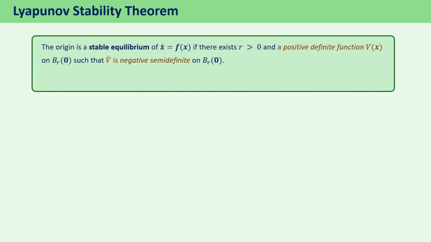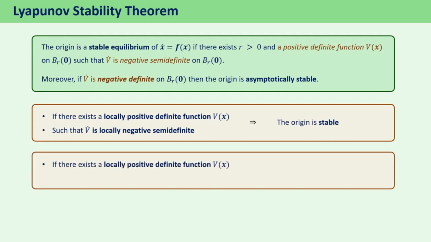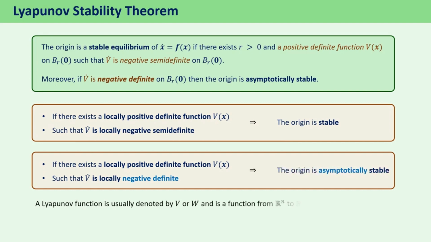The origin is a stable equilibrium of x dot equals f of x if there exists a positive r and a positive definite function V of x on the ball B_r of 0 with radius r, such that V dot is negative semi-definite on the ball, and if V dot is negative definite on B_r of 0, then the origin is asymptotically stable. So, if we could find the locally positive definite function V such that V dot is locally negative semi-definite, then we can conclude that the origin is stable. And if we could find the locally positive definite function V such that V dot is locally negative definite, then the origin is asymptotically stable.